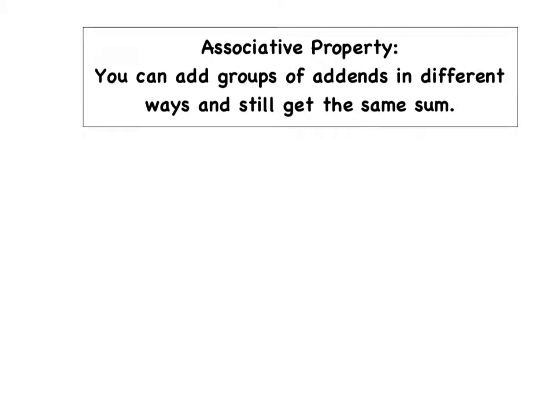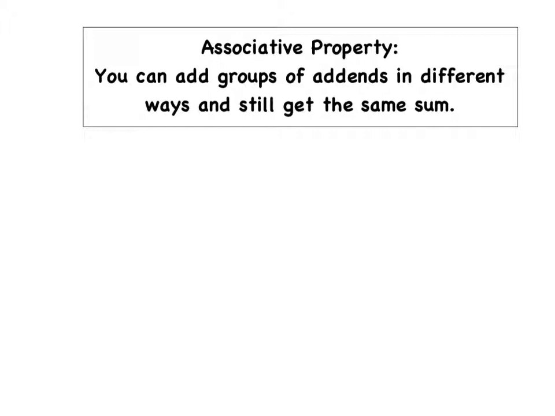In the associative property, we can add groups of add-ins. Those are the numbers that you're adding. You can add groups of add-ins in different ways and still get the same sum. So it's a little different than the commutative because we're not switching around the order. We're switching around the order in which we add them.